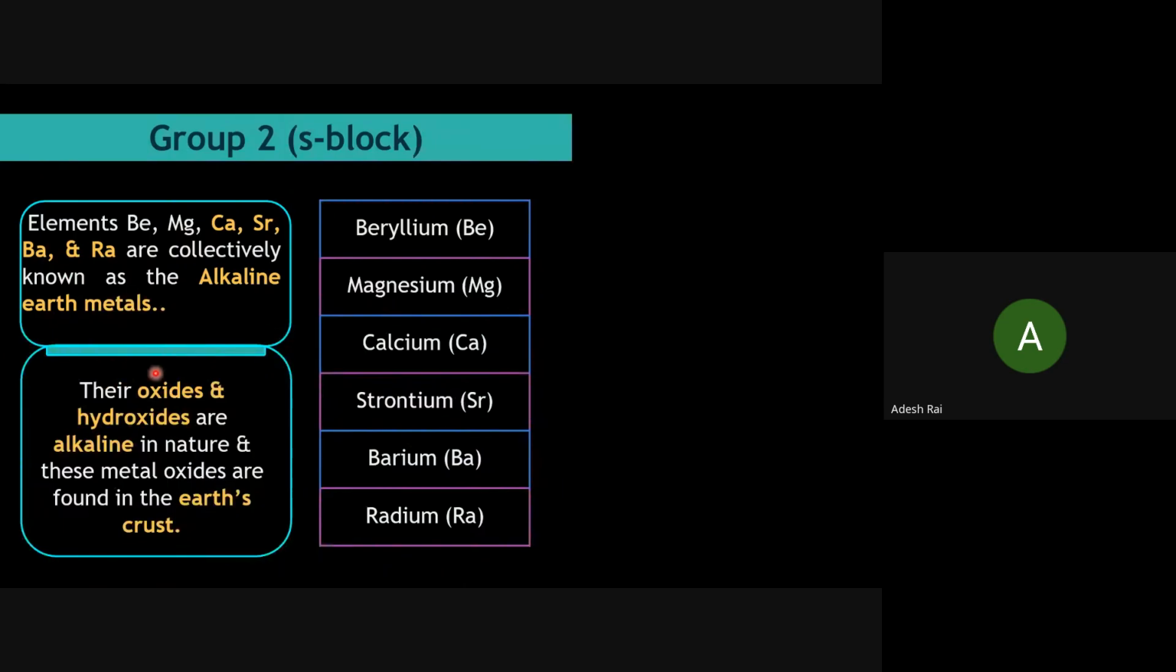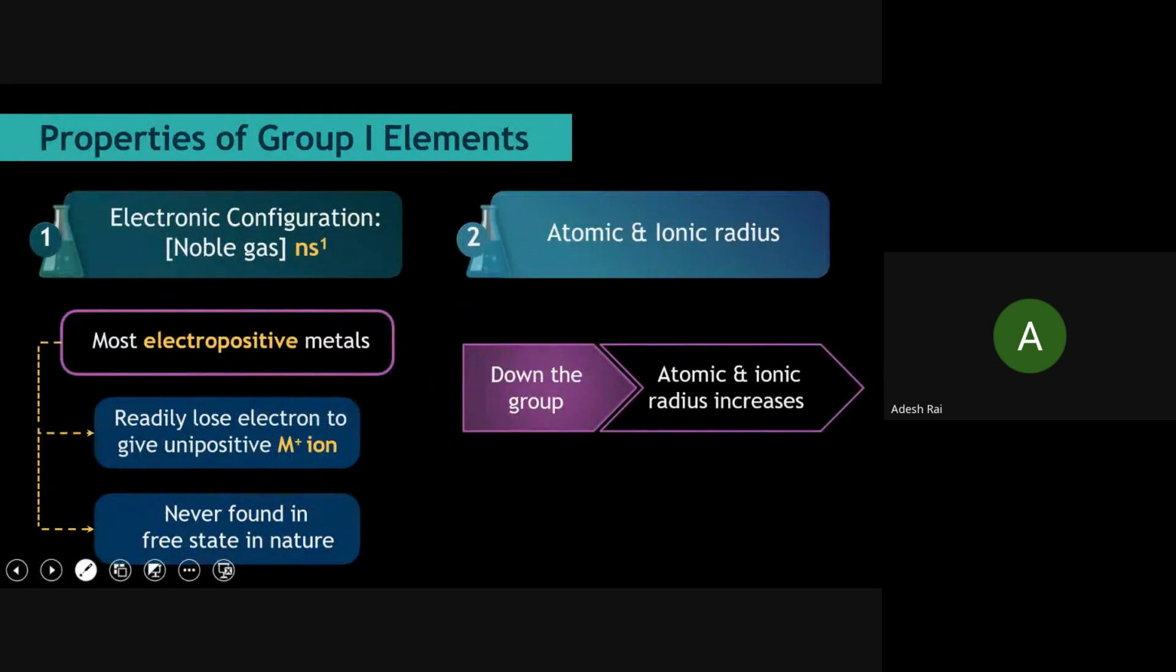The alkaline earth metals, their oxides and hydroxides are alkaline in nature, and these metal oxides are found in the Earth's crust. Is that clear? Therefore, you would have studied that they are called alkaline earth metals because these metal oxides exist in the Earth's crust. Now, these are the elements which are present in group 2. Anyway, we all know all of this.